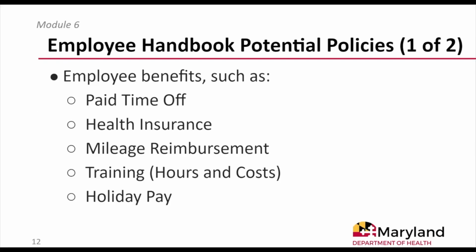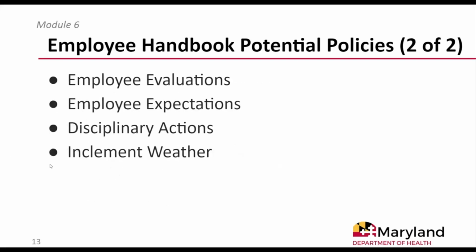The policies of a participant's employee handbook should be determined by the participant and within the scope of the Medicaid waiver program, policies, and guidance. Potential policies can include employee benefits, such as paid time off, health insurance, mileage reimbursement, training hours and cost, and holiday pay. Potential policies can also include employee evaluations, employee expectations and discipline, and inclement weather.